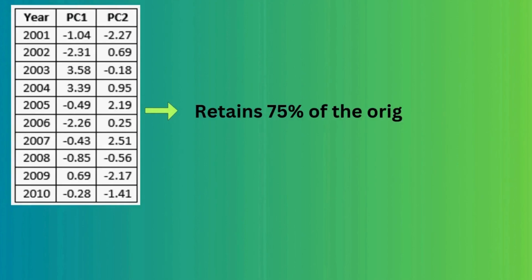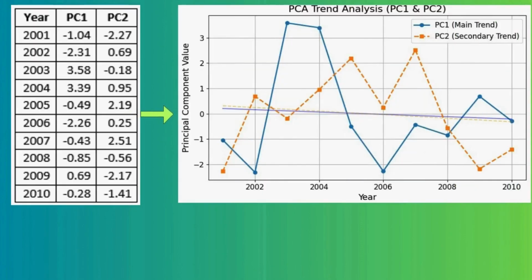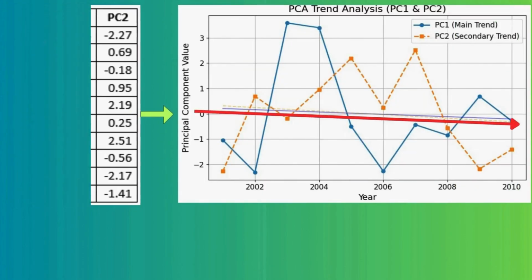So these extracted 2 principal components explain almost 75% of the variance in the dataset. Now we can plot these 2 principal components and add trend lines. Check out the plot of the 2 principal components. It shows the overall trend in rainfall is decreasing.